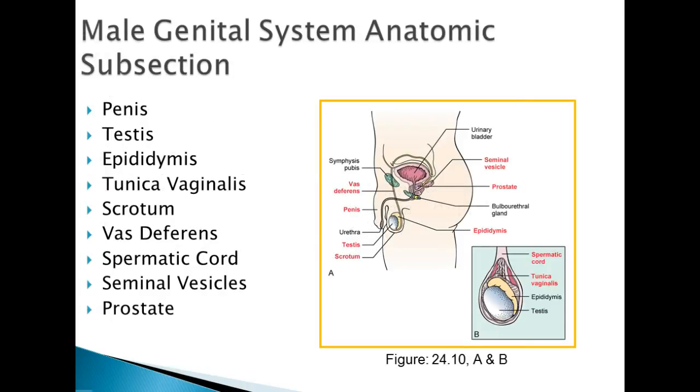The male genital system subsection codes 54000 through 55899 of the CPT manual is divided into anatomic subheadings: penis, testes, epididymis, tunica vaginalis, scrotum, vas deferens, spermatic cord, seminal vesicles, and prostate. The category codes are divided according to the procedure. The next slide will show this list.